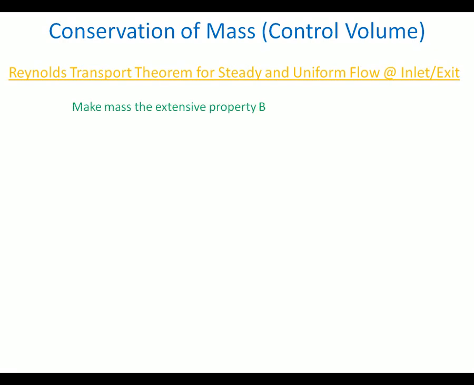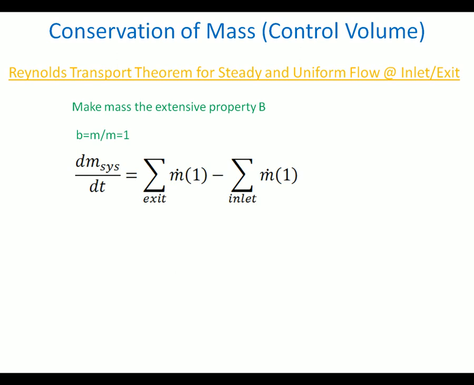Okay, so applying that to conservation of mass, in this case we're going to say that mass is our extensive property, capital letter B. Well, then if our lowercase letter b is our specific property, that's just going to be mass divided by mass, which is going to be 1. So if we plug that into our Reynolds transport theorem, we get the change in mass of the system over time is equal to the summation at the exit of the mass flow rate times 1 minus the summation at the inlets of the mass flow rate times 1.